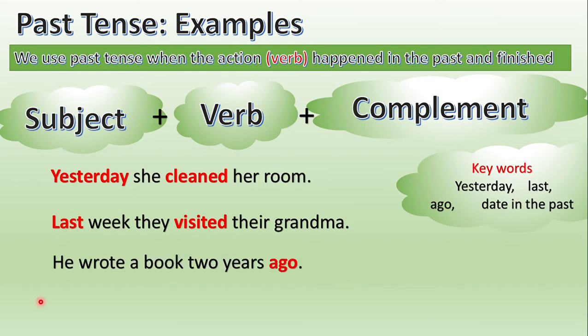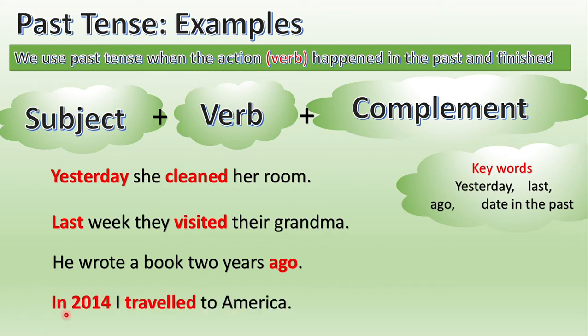Another example: he wrote a book 2 years ago. Ago is what, my students? A keyword in the past. So where is the verb, my students? Of course, it is wrote. Very nice. He wrote, in the past. Why do you say he wrote, my students? Because ago is a keyword of the past. He, the subject, wrote, a verb, a book 2 years ago. This is the rest of the sentence.